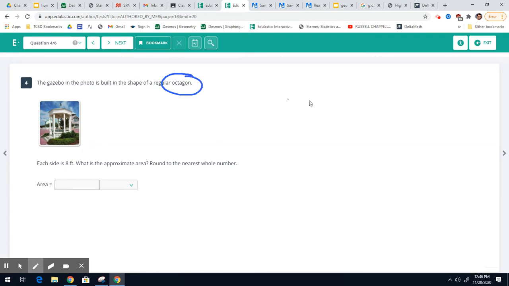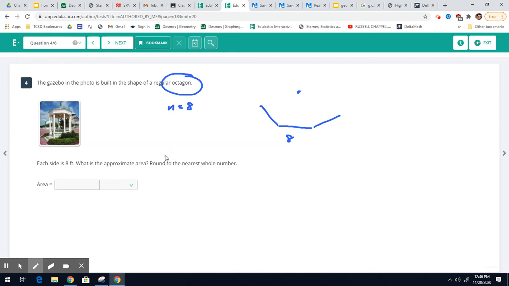Okay, so again, I'm not going to draw the octagon. What I'm going to do is draw like this. I'm going to draw a bottom side, this side, and this side, and I'll put the center. All right, this is how I typically do this. Now, an octagon does have 8 sides, n equals 8. Now it tells us that each side is 8 feet long.